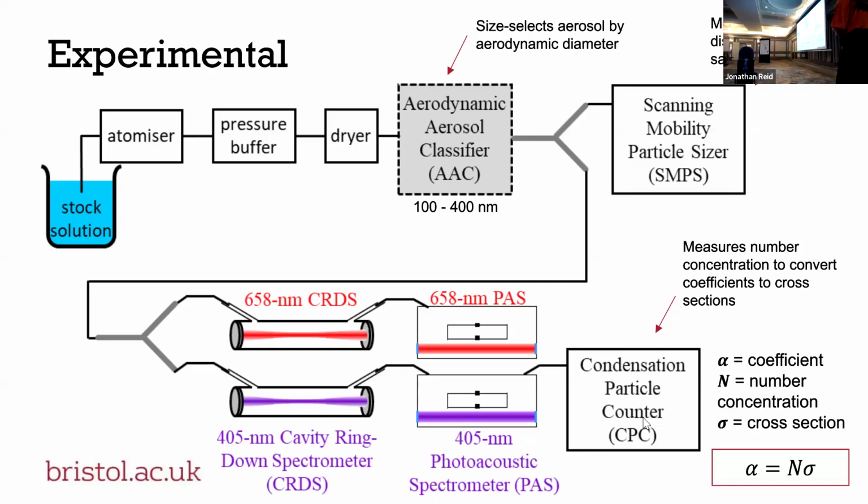And so I mentioned that we want to get these values of cross sections. These are single particle measurements, but because we've got an ensemble aerosol sample, we also need to know our number concentration, N, because these measure the optical coefficients when you've got an ensemble present. So we also have a condensation particle counter, CPC, on the back end of our photoacoustic spectrometer to get our number concentrations, so we can convert our coefficients to our cross sections.